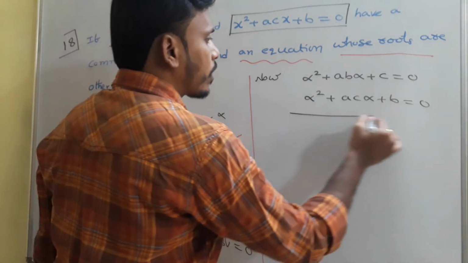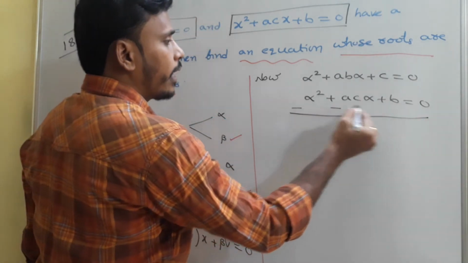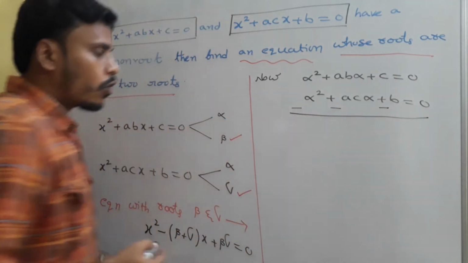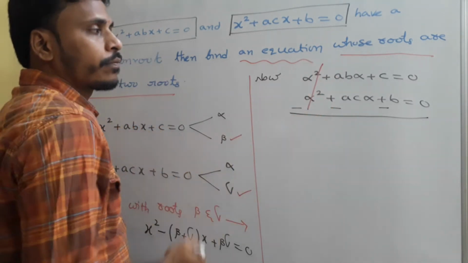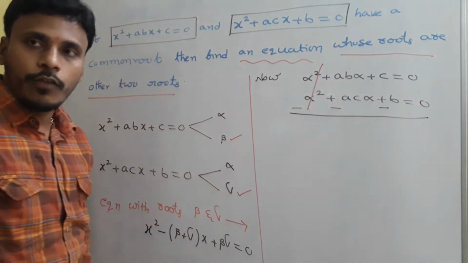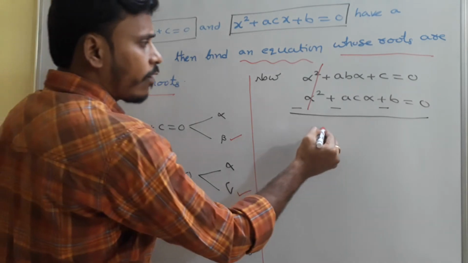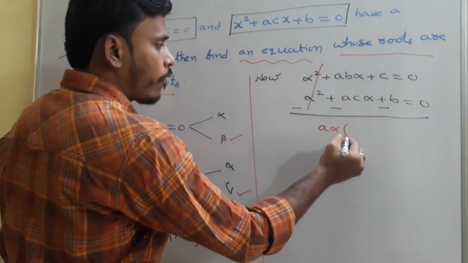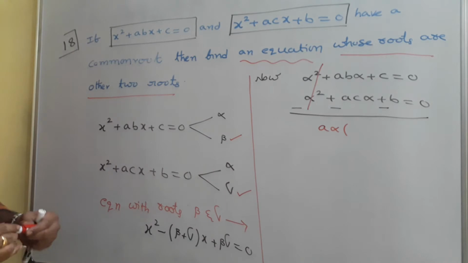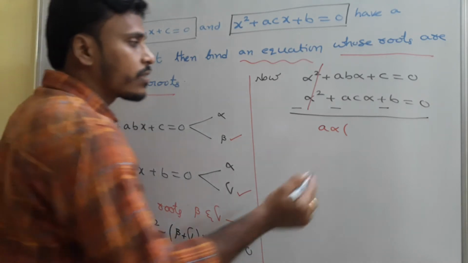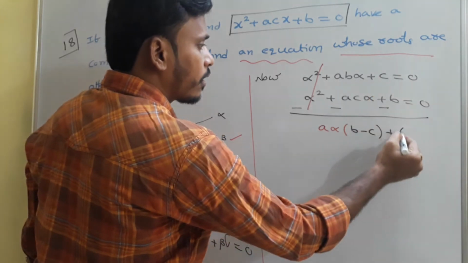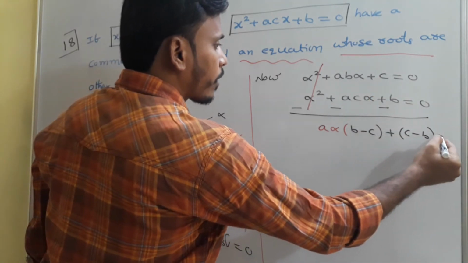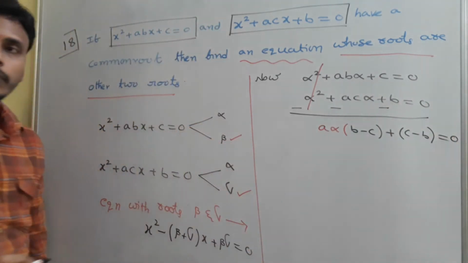If you do subtraction, alpha² and alpha² get cancelled. ab alpha and ac alpha: what is the common thing there? a alpha is common. So a alpha times (b - c), b in the first equation minus c in the second equation, plus c - b, is equal to 0.